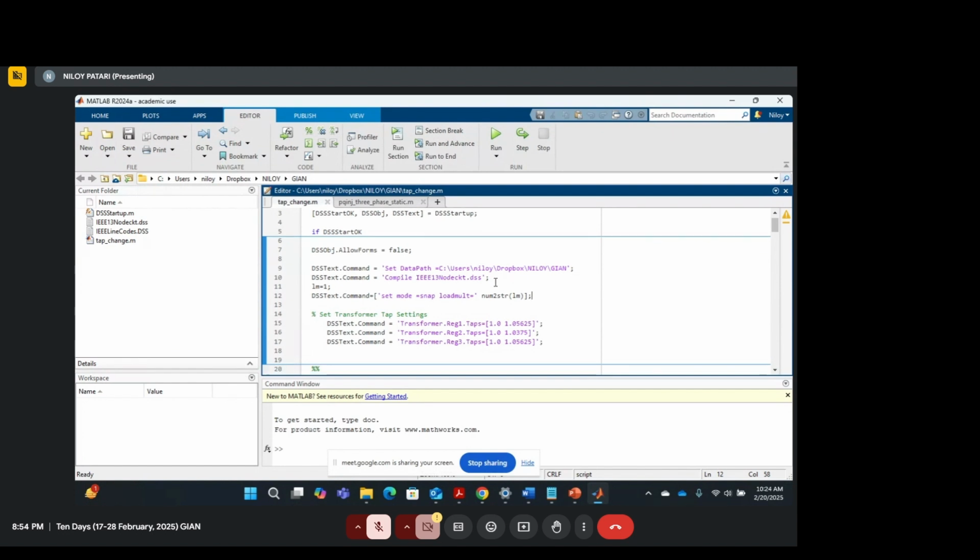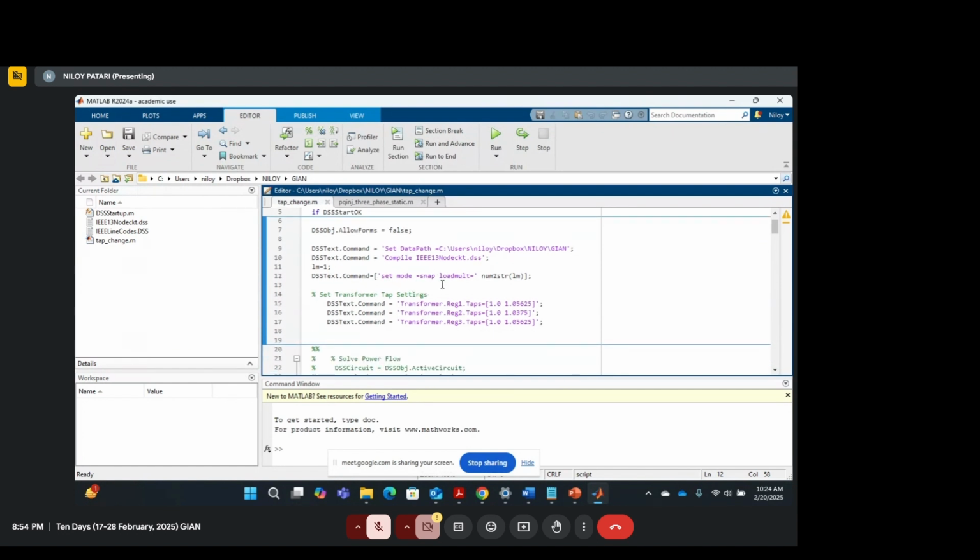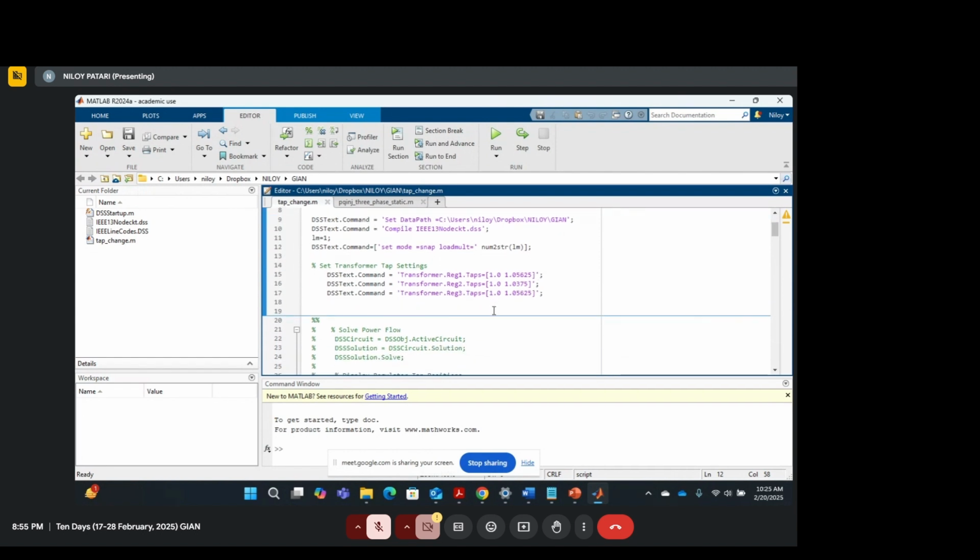Here I've taken a snapshot. Mode is snapshot. Load multiplying factor is 1 right now. What I mean by load multiplying factor is that you multiply that factor with each load in the system. If it is 1.2, it multiplies by 1.2. If it is 1, it's the basic one that you already saw in that manual.